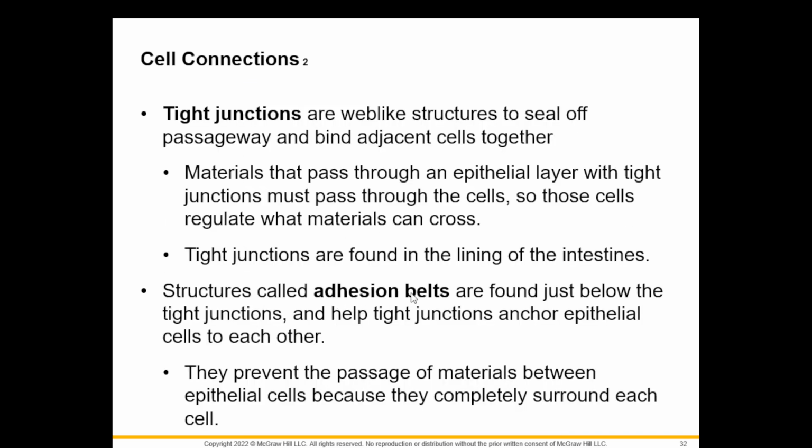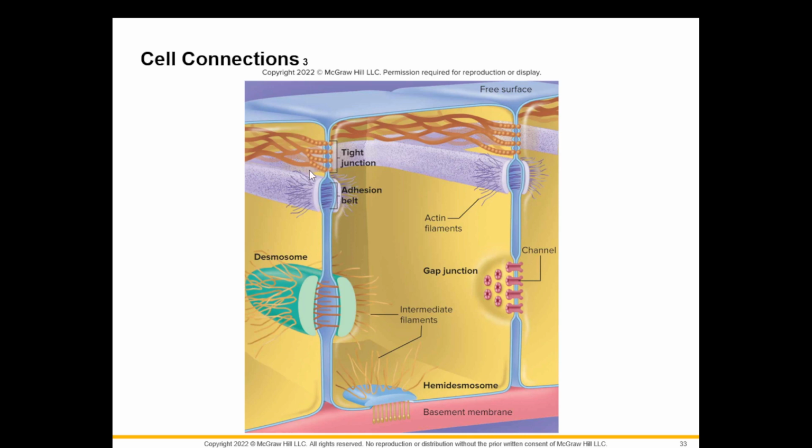Next, we have your adhesion belts. Adhesion belts are commonly found below your tight junctions. Of course, they anchor the cells to each other. But more than that, they have a special function. They prevent the passage of materials between cells. So again, they are found below your tight junctions and they prevent the passage of substances.